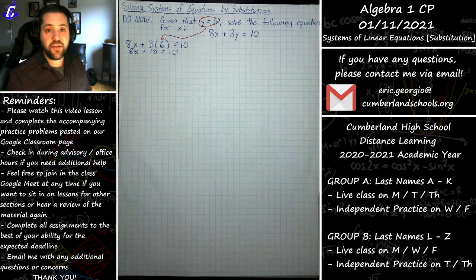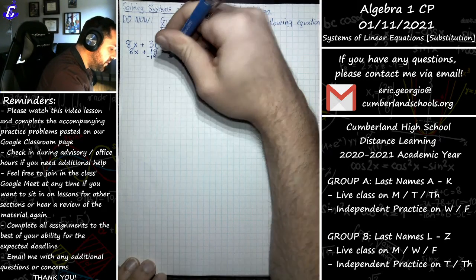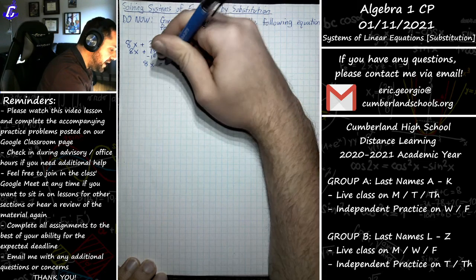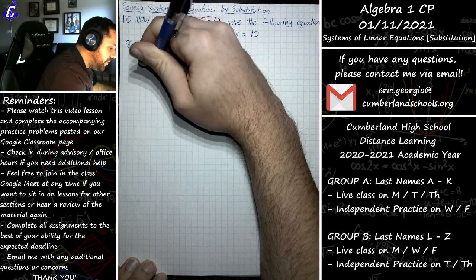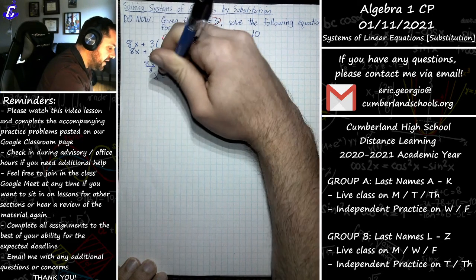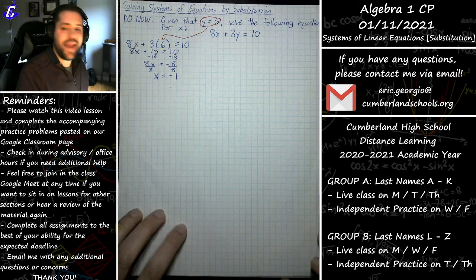And this goes back to our one-step equations from the beginning of the year. We can subtract 18 from both sides now. We would get 8x is equal to negative 8. And after we divide both sides by 8, we would end up with the solution that x is equal to negative 1. Okay? So that is how you would substitute a value.